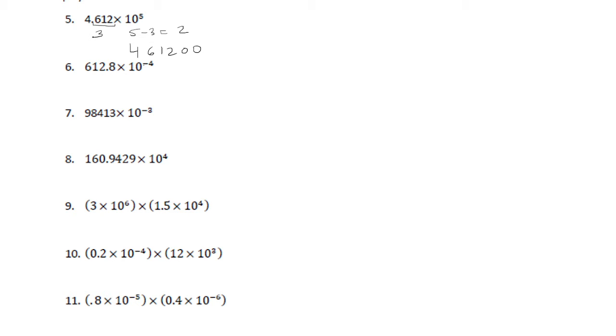Okay, the next one, we want to go backwards because it's negative 4. We have to go 4 back. But here we have 3 digits to go to the end. So we need to do 4 minus 3, which means we need to include 1 more 0.